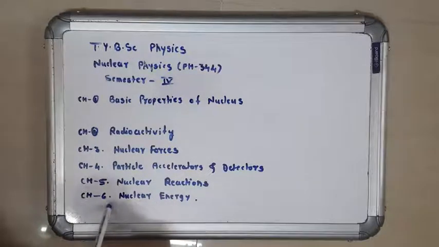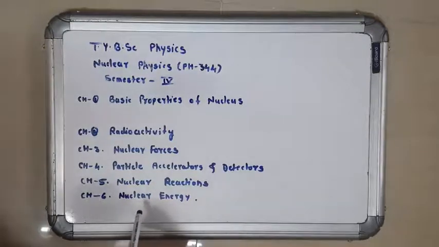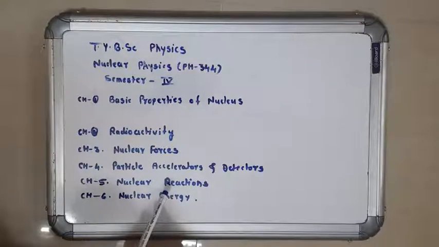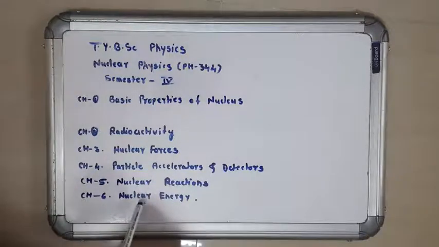Then the last one is nuclear energy. There are several types of energies available in nature. One of them is nuclear energy. In this module we discuss the nuclear fission reaction, nuclear fusion reaction, chain reaction, critical mass, nuclear reactor and its basic components, homogeneous and heterogeneous reactors, power reactor, fast breeders, nuclear fusion, stellar energy, and we will solve several problems based on nuclear energy.